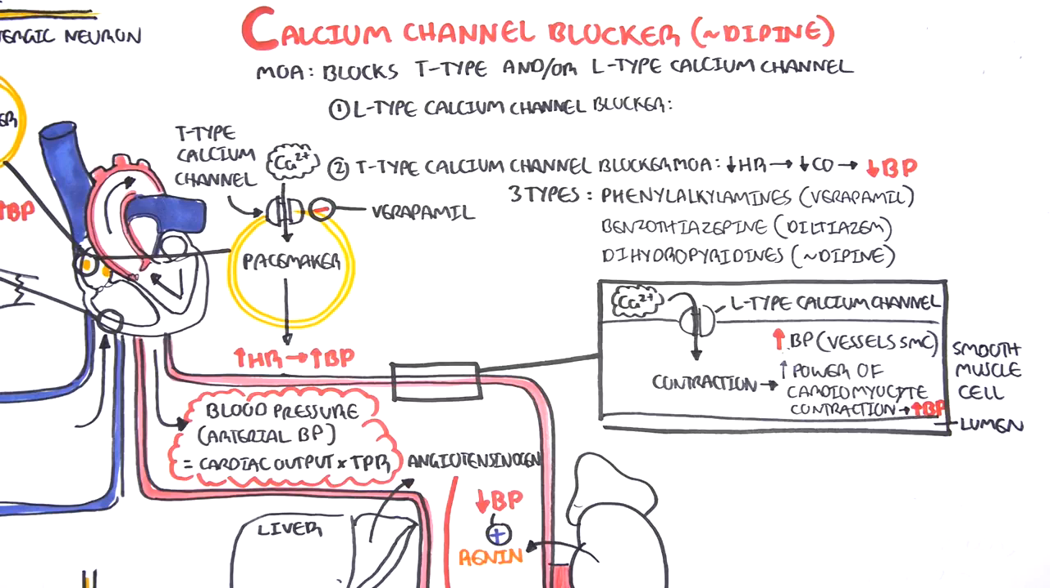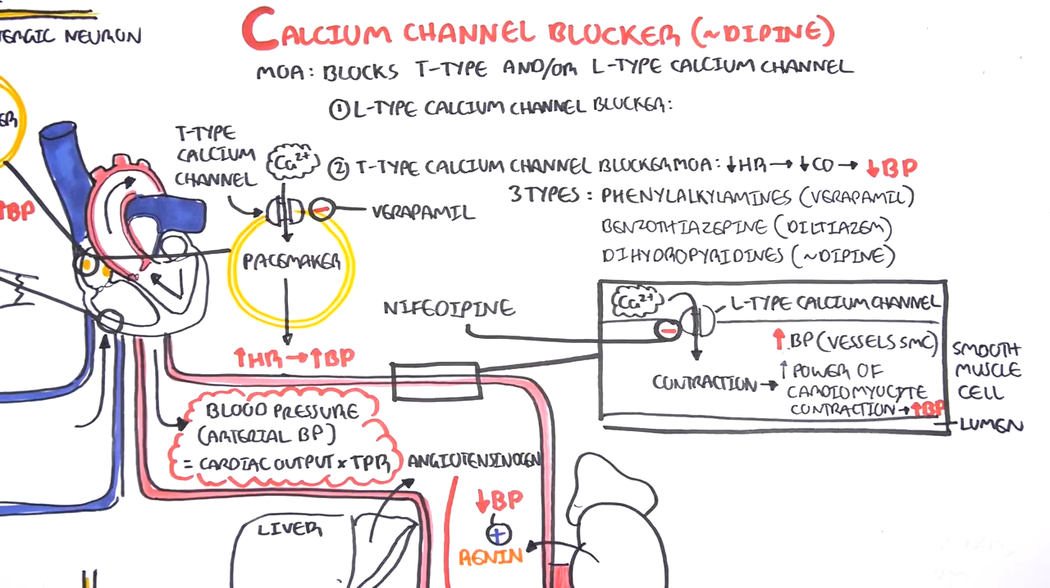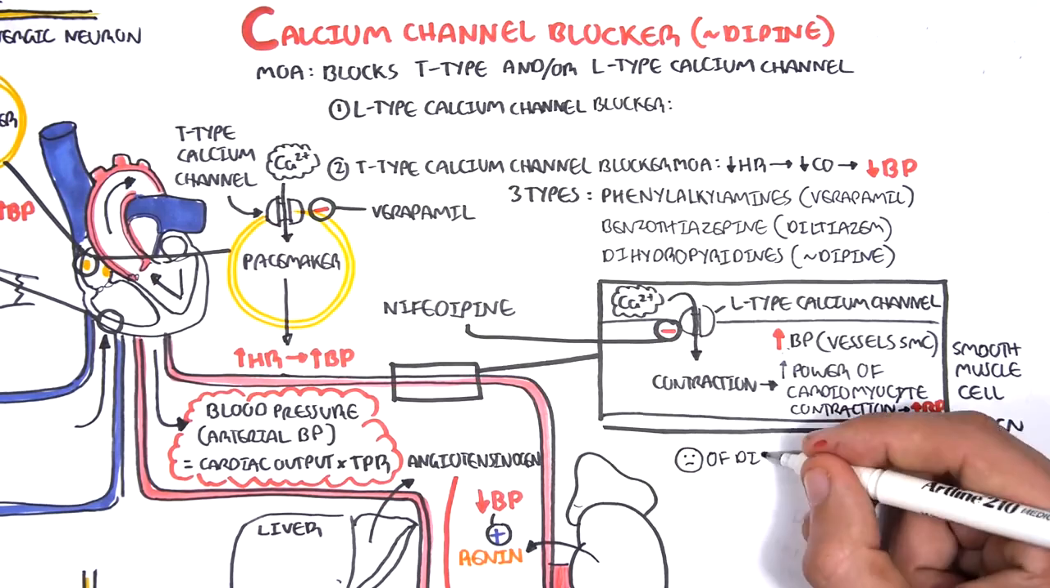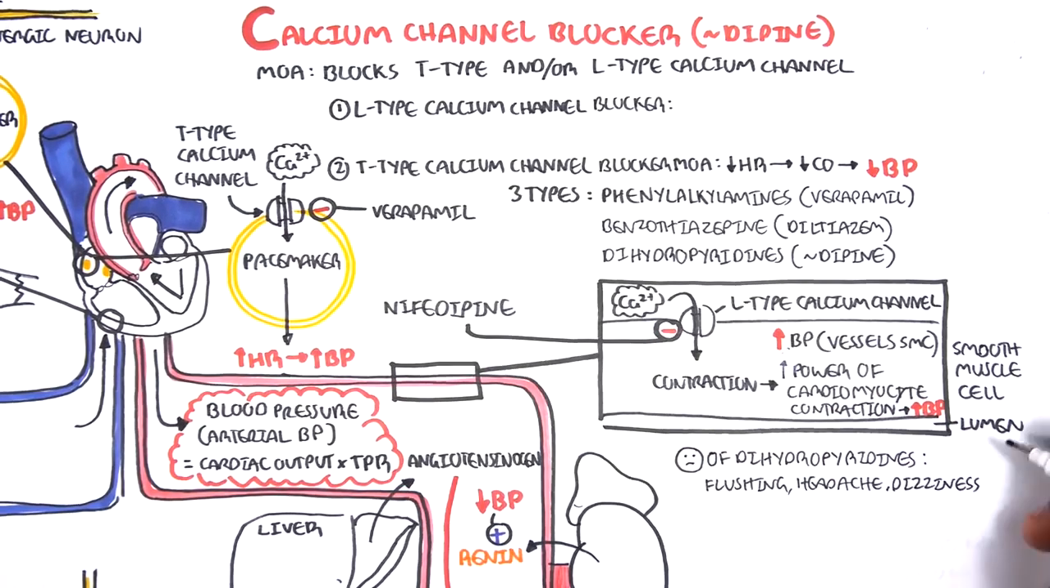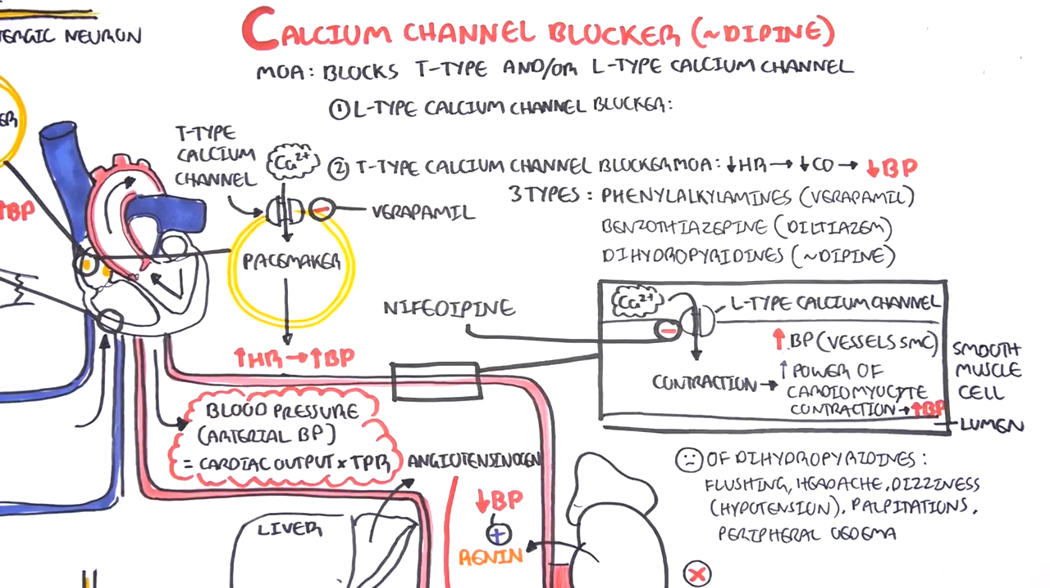L-type calcium channel blockers are the dihydropyridines that end in dapine. Some of the drugs from dihydropyridine also block T-type calcium channels, and so are also part of the T-type calcium channel category. A common example of an L-type calcium channel blocker is nifedipine. Side effects of the dihydropyridines, like a lot of antihypertensives, are flushing, headache, dizziness from hypotension, palpitations, and peripheral edema.